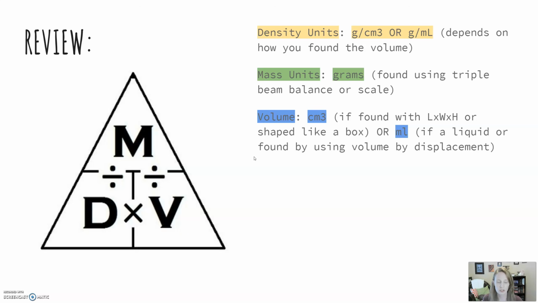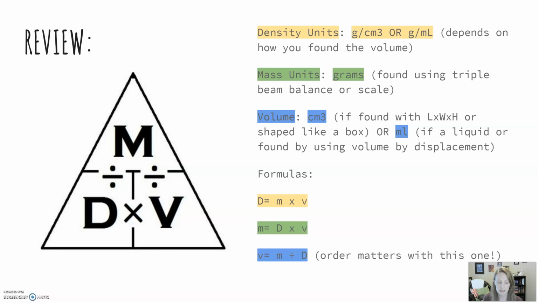It can be found using the mathematical equation length times width times height for regular shaped objects. Or we'll use milliliters if it is a liquid, or it is found by using the process of volume by displacement. The formulas that we are going to be using today: density equals mass divided by volume, mass equals density times volume, and volume equals mass divided by density. For this last one, because it is division, the order matters when you put it into a calculator, so just be careful.